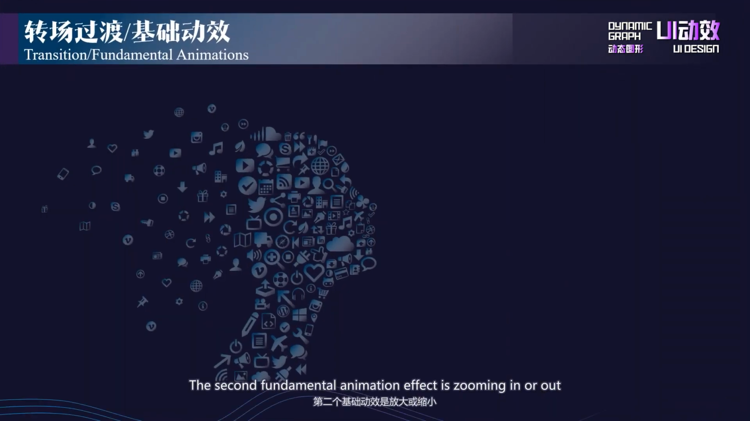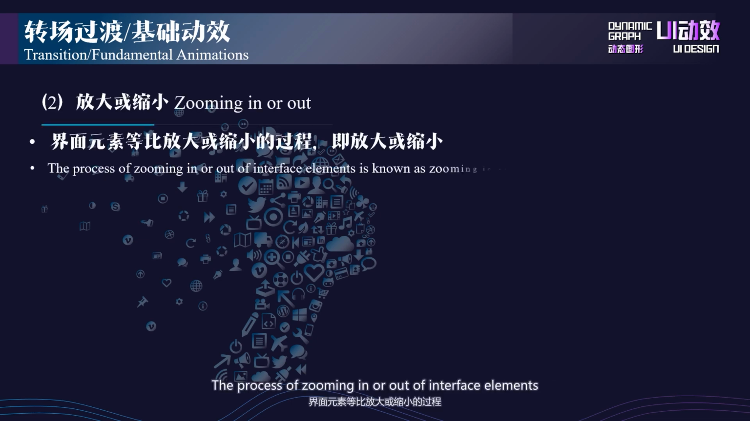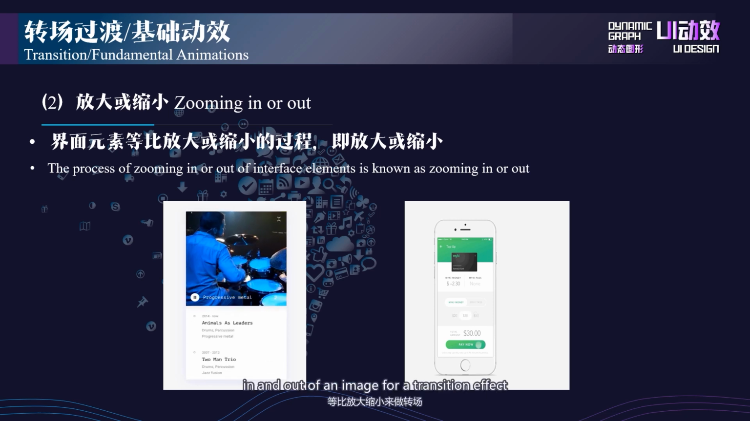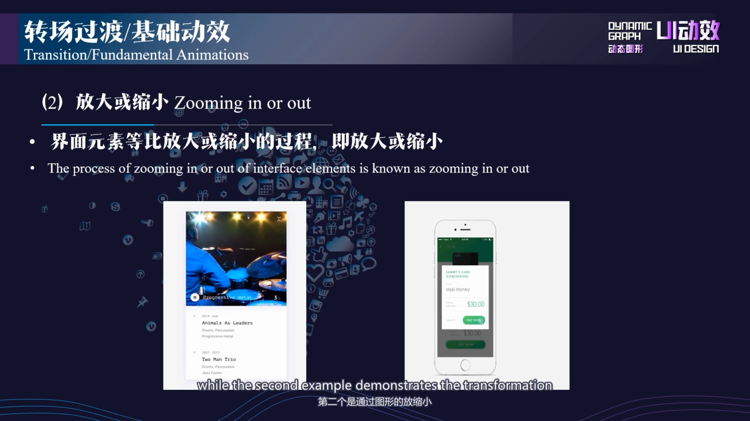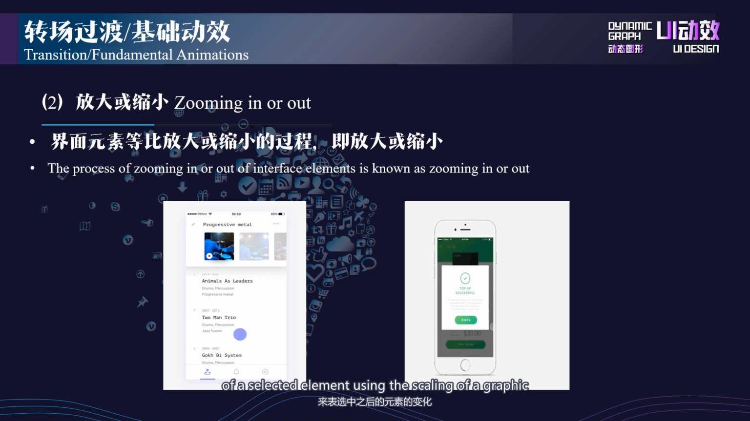The second fundamental animation effect is zooming in or out. The process of zooming in or out of interface elements is known as scaling. It is important to note that the scaling should be done in a proportional manner. Let's look at two examples. The first one uses proportional zooming in and out of an image for a transition effect, while the second example demonstrates the transformation of a selected element using the scaling of graphic. Utilizing these animation effects effectively can create smooth and visually appealing effects.